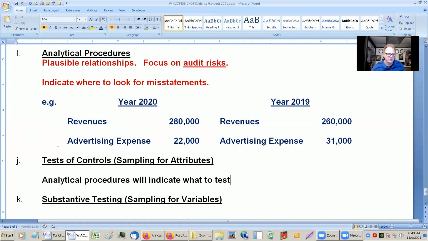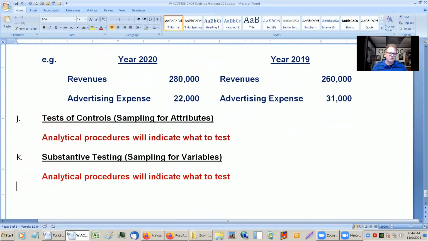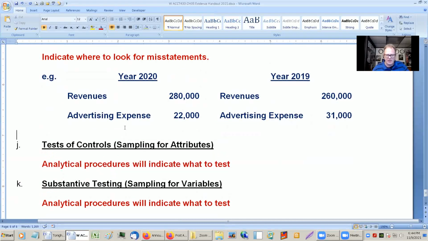And that's really for both of these. The analytical procedures will indicate what you need to test. You might do it through testing the controls and doing substantive testing. Depending on what it is, you might do just substantive testing. But these tests of controls, we talked about before. Especially this one down here, substantive testing, all the classical sampling, mean per unit, all that kind of stuff. Probably monetary unit sampling, all that.